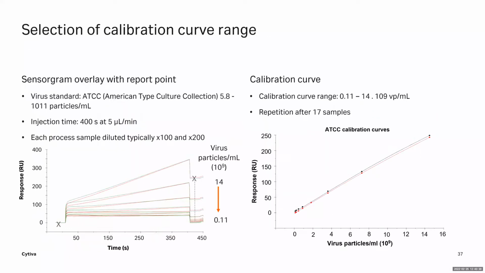Going from there, we have a very reproducible assay. We can use a virus standard from ATCC to give us a standard curve, and the range can be from 0.11 to 14 times 10 to the 9th viral particles per mil. So we're diluting our typical samples 100 or 200 fold to reduce the final total number of particles in the screen. But the assay is quite linear and covers a relatively broad range of 10 to the 9th viral particles per mil.